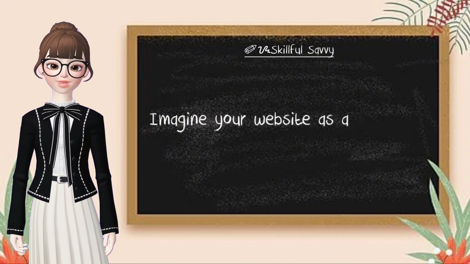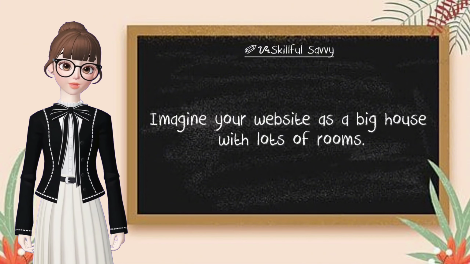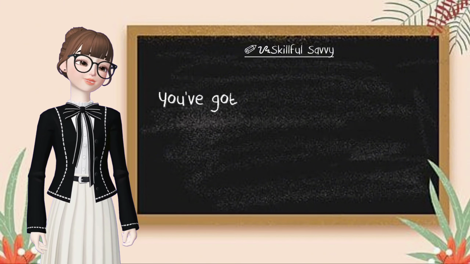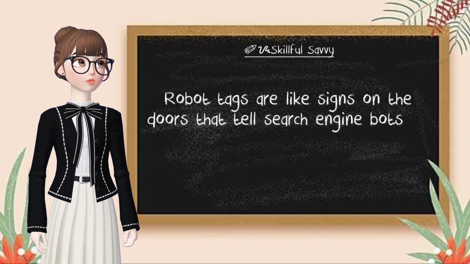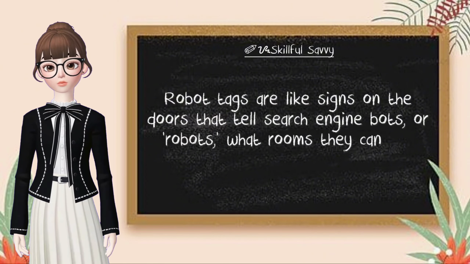Imagine your website as a big house with lots of rooms. You've got some rooms where you want visitors to feel free to look around, and maybe a few you'd rather keep private. Robot tags are like signs on the doors that tell search engine bots, or robots, what rooms they can and cannot enter. But why should you care about these instructions?